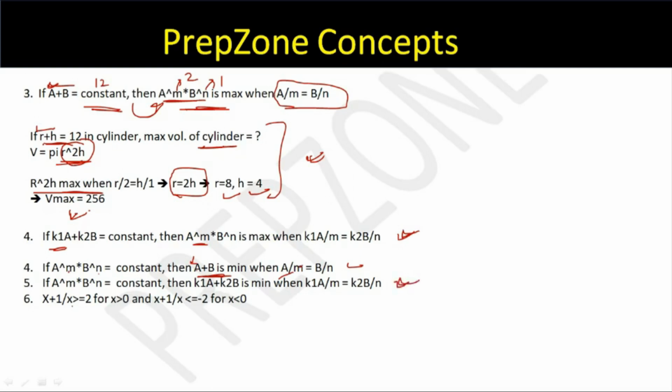Then last thing is something that we already know. X plus 1 by x is greater than 2 when x is positive. X plus 1 by x is less than equals to minus 2 when x is negative. Aim greater than gm वाला concept है. ठीक है, आगे बढ़े. All the 7 ones, right?